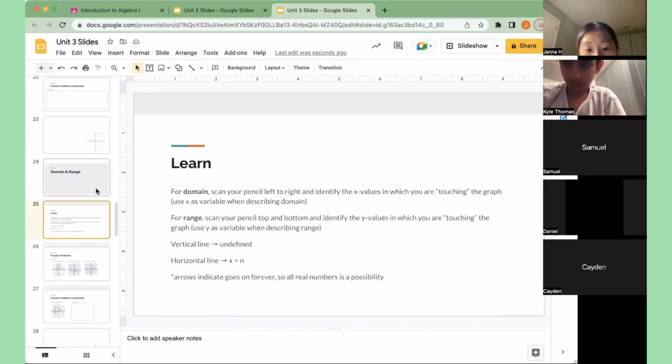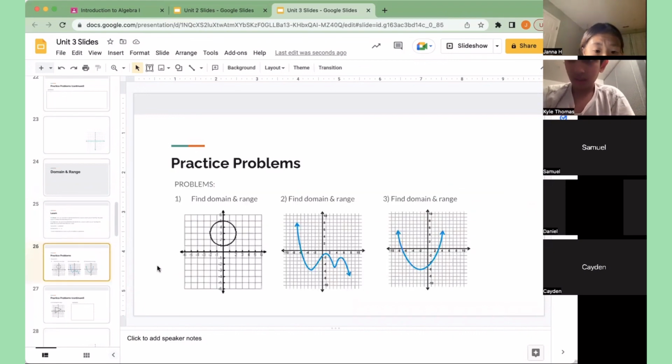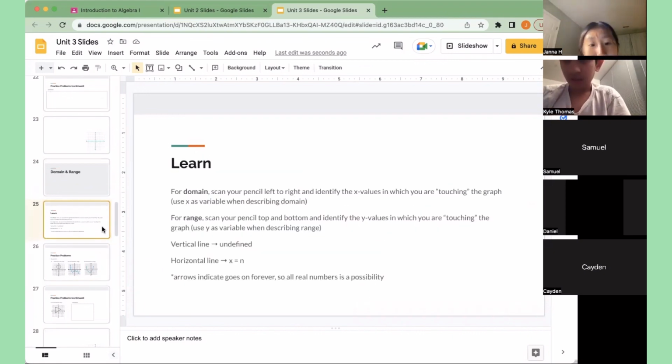To find the domain, when you're not given an ordered pair and you're given a graph, you want to scan your pencil left to right, so horizontally, like that, since domain is X, and identify the X values that are touching the graph. And use the X variable when describing domain. For range, scan your pencil top to bottom and identify the Y values that are touching the graph. And then obviously use your Y variable when describing the range.